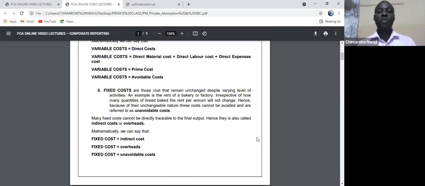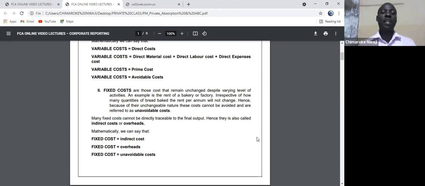Now let's take, for example, you are producing bread in your bakery. When we talked about variable costs, we said the direct material cost, which is flour, will increase if you are producing more bread in your bakery. If you are producing less bread, the materials you will use will be smaller. But look at fixed cost now. It doesn't matter how many units of bread you are going to be producing. You are going to be paying the same amount in factory rent. So if you are paying 1 million naira as your factory rent, whether you produce nothing, that fixed cost would have been incurred.